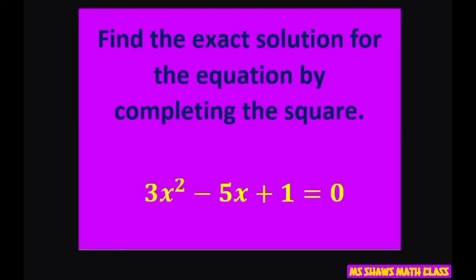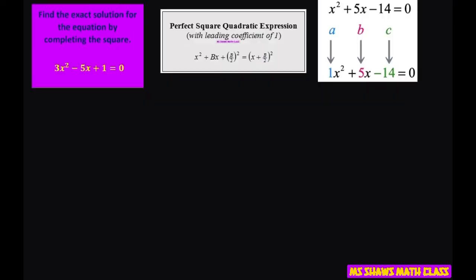Hi everyone, we're going to find the exact solution for the equation by completing the square. In our case, our lead coefficient is not 1. So I'm going to rewrite this equation so I can make a perfect square trinomial. First thing I'm going to do is write this as 3x squared minus 5x and subtract the 1 from both sides.